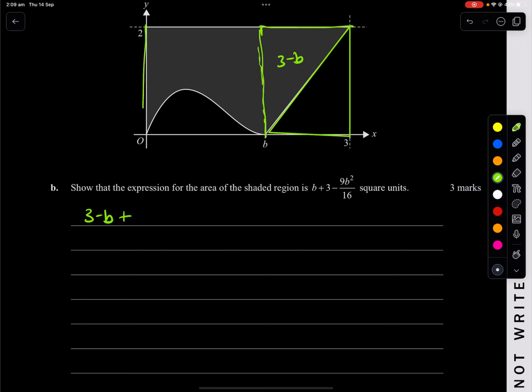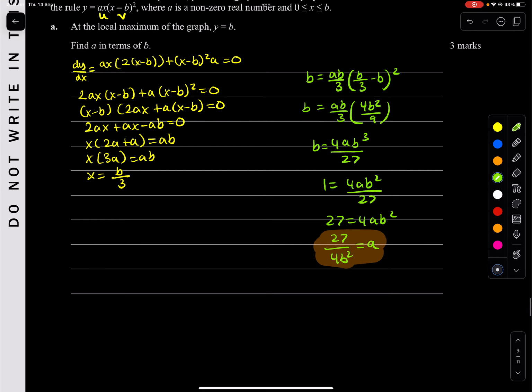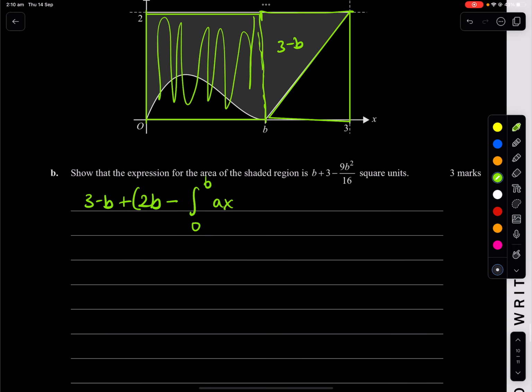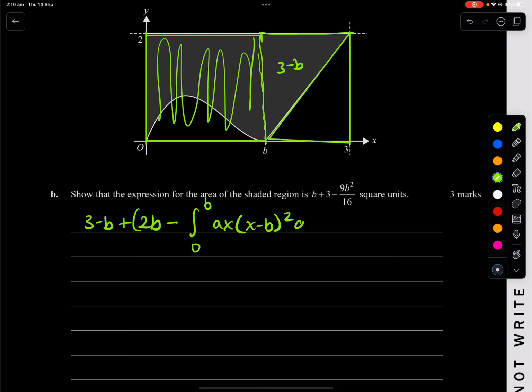Plus, let's find the area of this. I don't know if it's a rectangle or triangle, but let's find this whole area, which is 2b pretty much. 2b minus the area from 0 to b of the function ax(x minus b) squared, so minus b squared dx. That should give us the area.